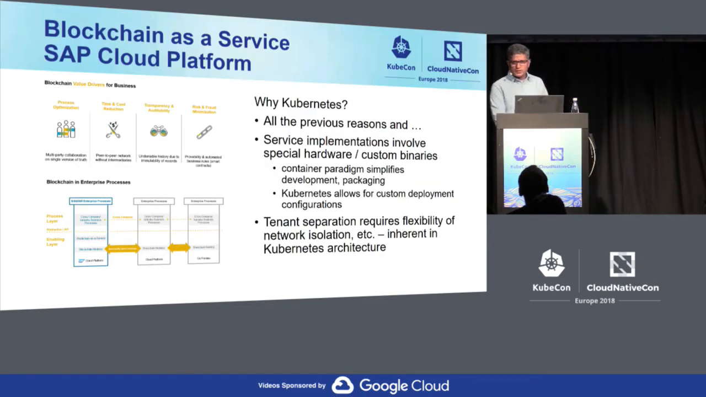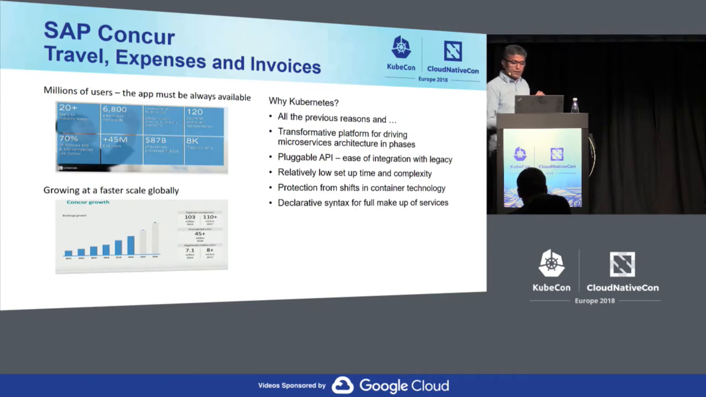Blockchain is another example, where having specific hardware behind the scenes is fairly commonly required. And in this case, we're also looking into using different Kubernetes clusters for different tenants, a pretty handy model that's been used by this team. SAP Concur.